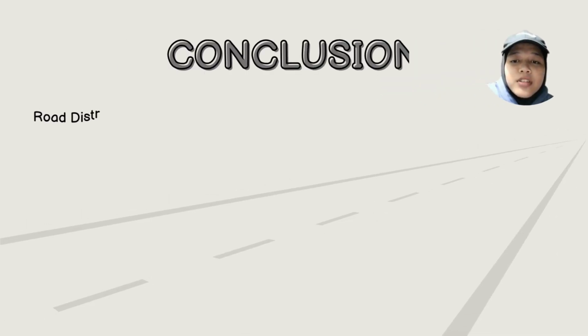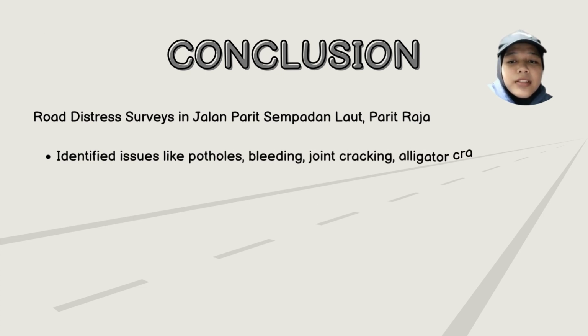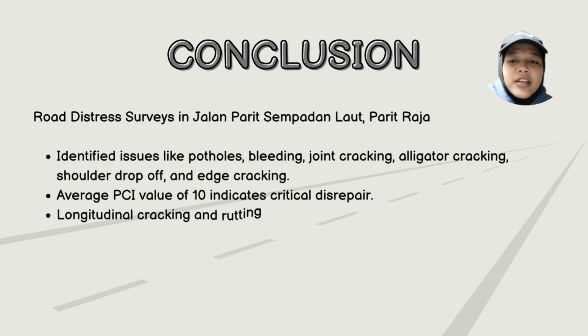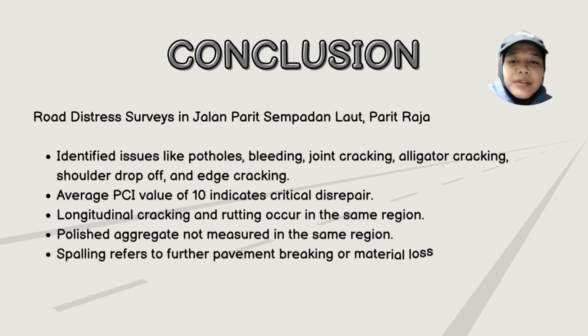For the conclusion, the distress survey from Jalan Parit Sepadan Laut, Parit Raja revealed various issues such as potholes, bleeding, joint cracking, alligator cracking, shoulder drop off, and edge cracking. The average PCI value for the road is 10, indicating critical disrepair.